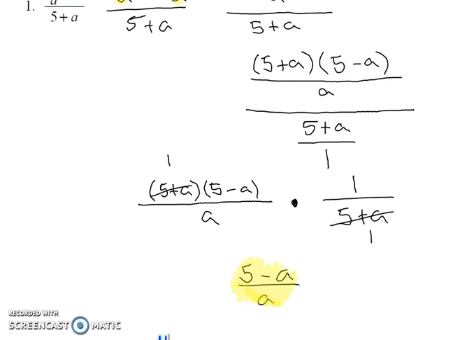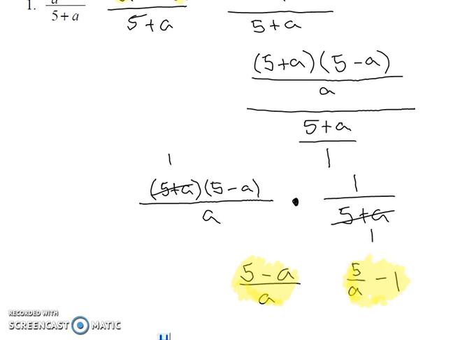You can leave it as 5 minus a over a, or you can take it a step further and, well, not simplify, but maybe rewrite that as 5 over a minus 1. You get that by rewriting the 5 minus a over a as 5 over a minus a over a, and a over a is just 1. Both answers are fine. One answer is not more simplified than the other. They're both correct answers. And that's pretty much it.